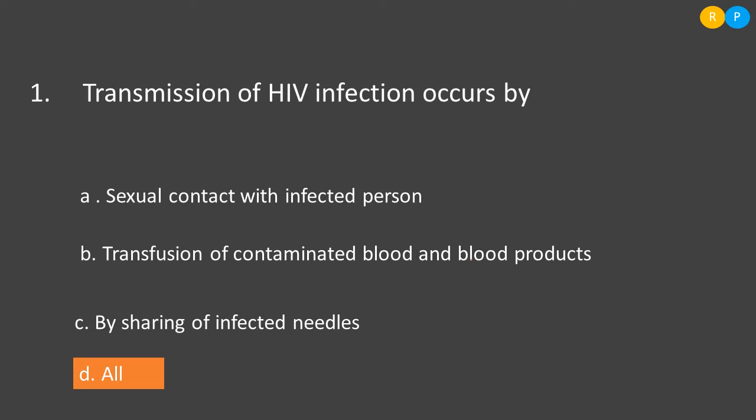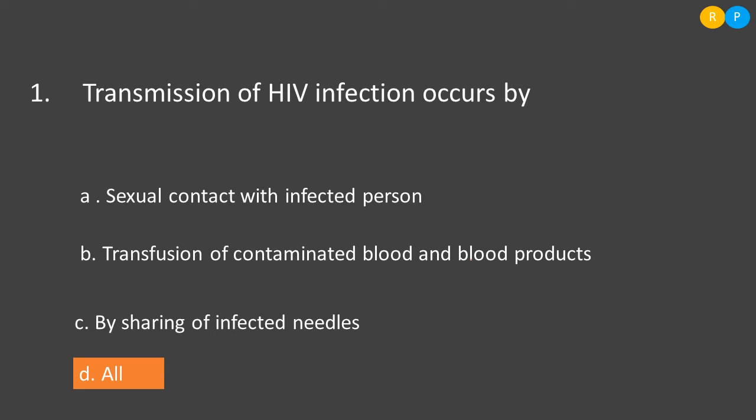So let us see the option A, sexual contact with infected person. So this is one way how the HIV infection spread. So sexual contact with the infected person will spread the virus to the healthy one. Then option B, transfusion of contaminated blood and blood product. So blood is also a kind of body fluid. It will also transmit the virus from infected to healthy person.